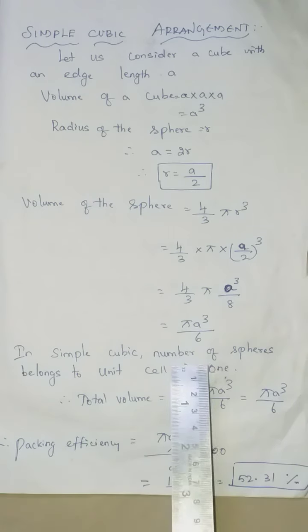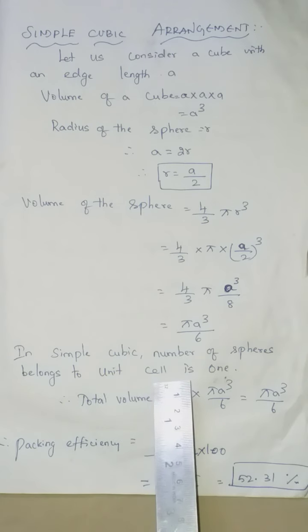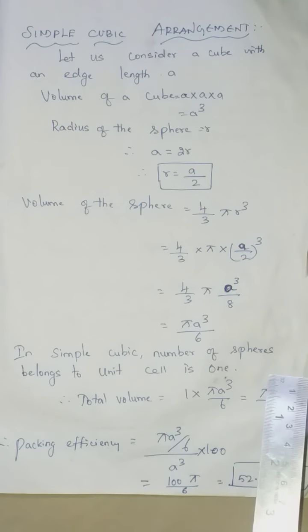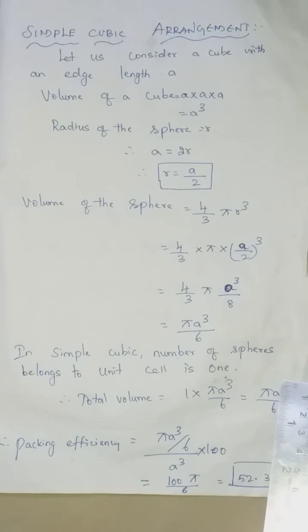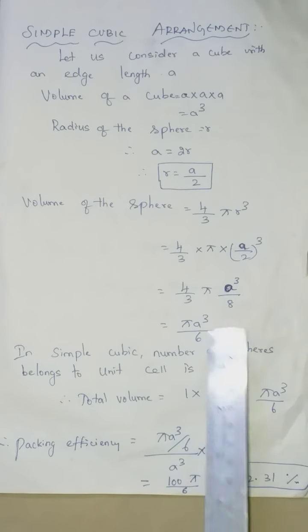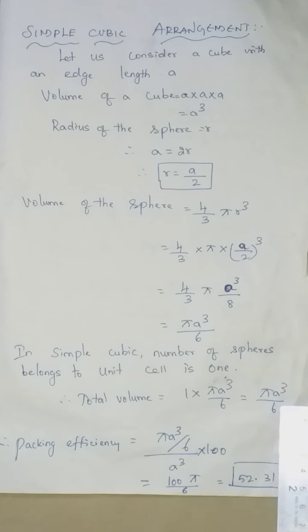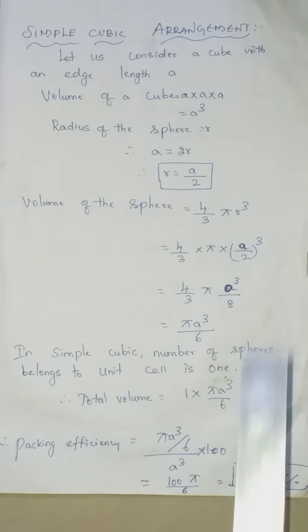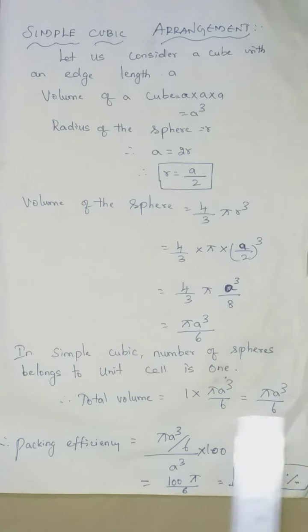So for simple cubic, the number of spheres belonging to the unit cell is 1, because atoms are present only at the corners. Each corner is shared by 8 other unit cells. So it is 8 into 1 by 8, which is equal to 1. Therefore total volume is 1 into pi a3 by 6, which gives pi a3 by 6. Now we get the total volume of the sphere. This value will be divided by the volume of the unit cell.